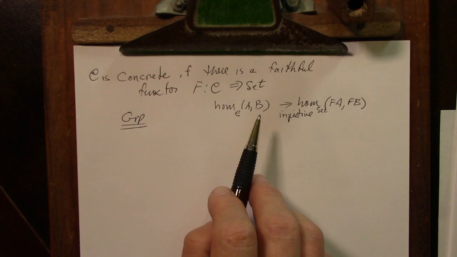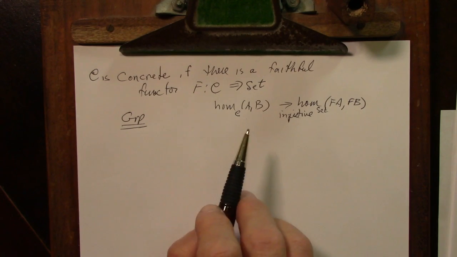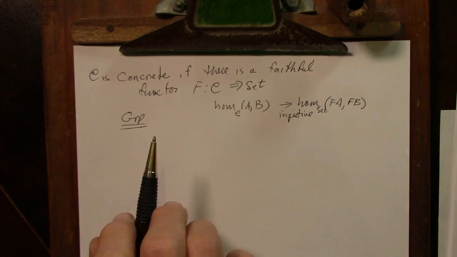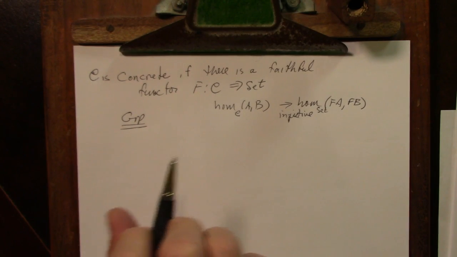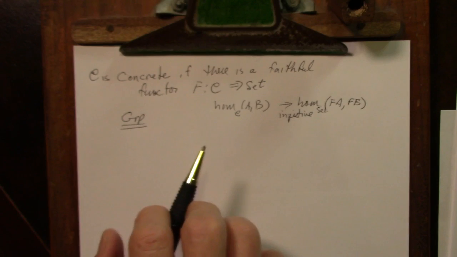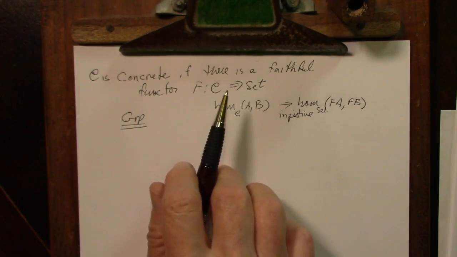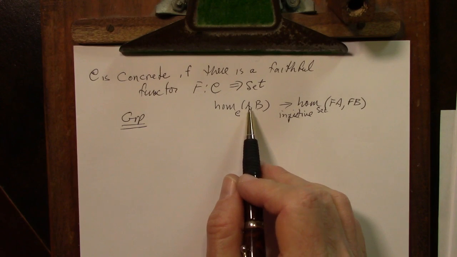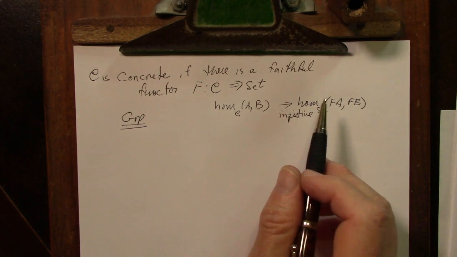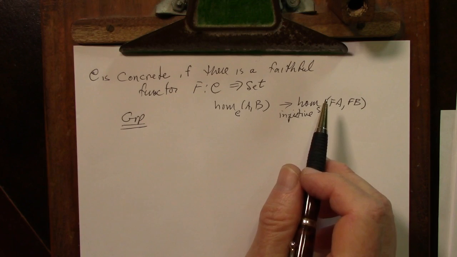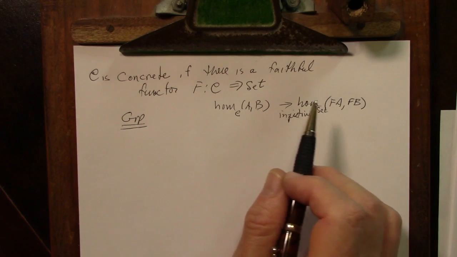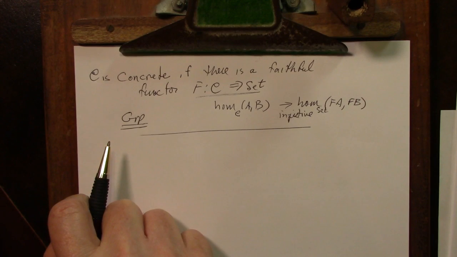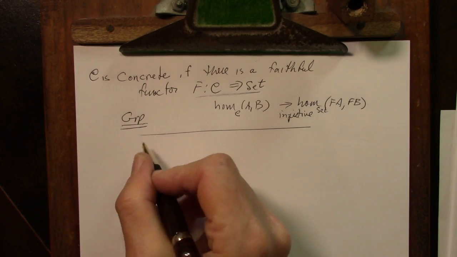What we are saying informally is that every object can be associated with or thought of as a set, and every morphism from A to B can be thought of as a set function, but different morphisms are thought of as different set functions. Categories that are not concrete are called abstract categories.